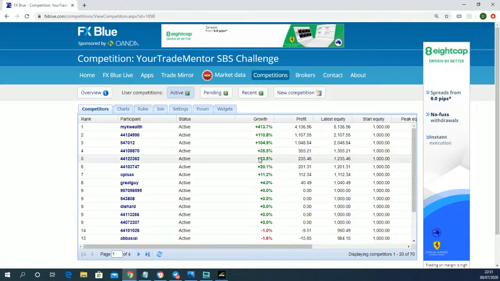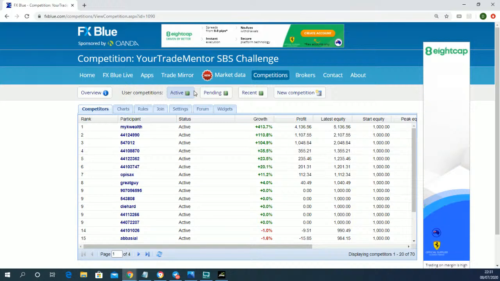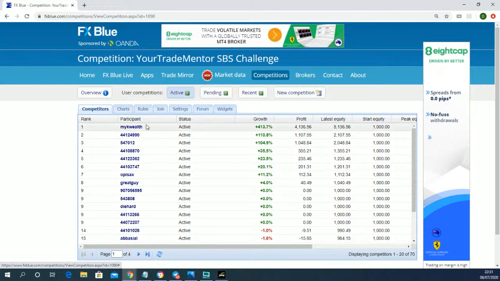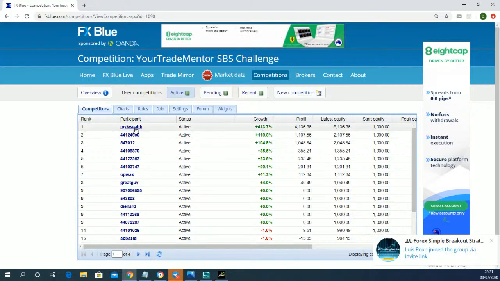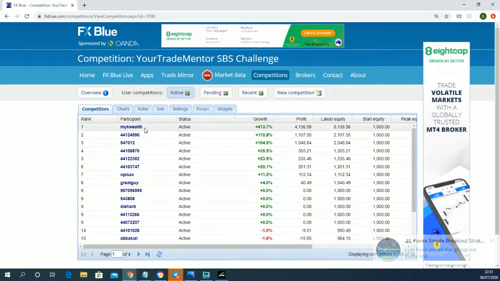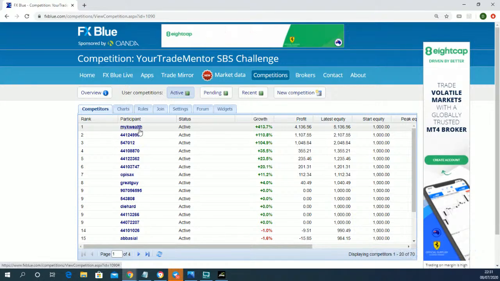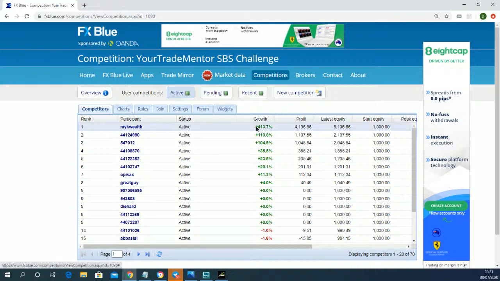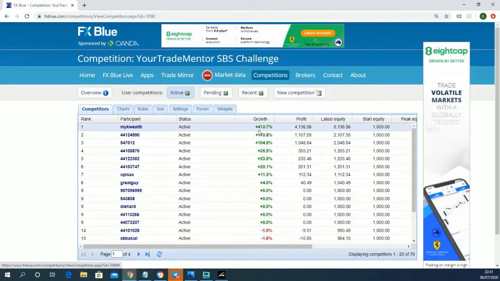Let's see who is on the leaderboard. This is our leaderboard. Can you believe what your eyes are seeing, ladies and gentlemen? This is somebody who is trading using purely SBS, Simple Breakout Strategy. The person has confirmed that that is what they are using, and we have no reason to doubt them. Okay, so in 1 week, this person has taken a profit of 413%.